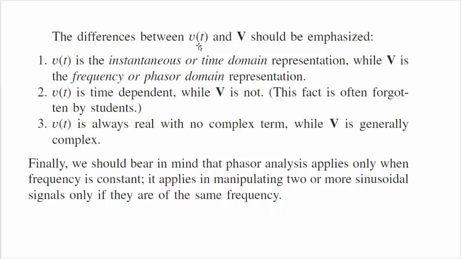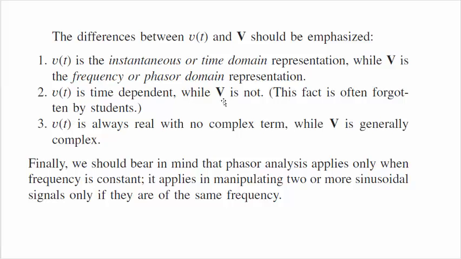The differences between v of t, the time domain representation of our signal, and capital V, bold like this, which is our phasor representation, need to be emphasized. I clipped this out of your book because I really want to emphasize it. V of t is an instantaneous or time domain representation, which means I can put in a value of t and get an instantaneous voltage. It may be at a max, it may be at a min, it can be somewhere in the cycle. While V is a phasor or frequency domain representation. It is not instantaneous. It is a tool that allows us to add up and compare different magnitudes and phases within a circuit.